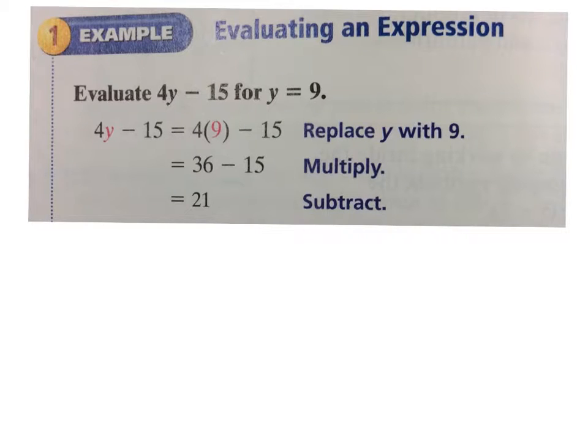Alrighty, so evaluating an expression. We have this expression, 4y minus 15, evaluate for y equals 9. That means you substitute: everywhere you see a y, you put in a 9. So 4y minus 15 becomes 4 times 9 minus 15. Obviously 4 times 9 is 36, subtract 15, we get 21.